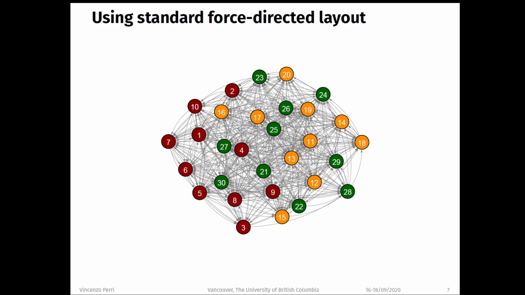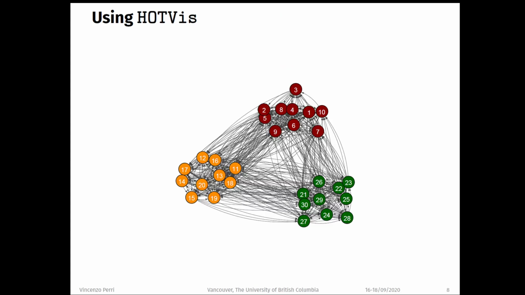So what happens if we use this method, if we use HOTVis on the synthetic network that we outlined previously? Well, we go from this non-informative layout to this other layout, which clearly outlines the groups you had implanted in the network.